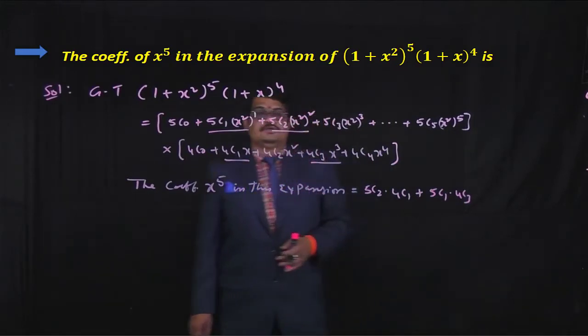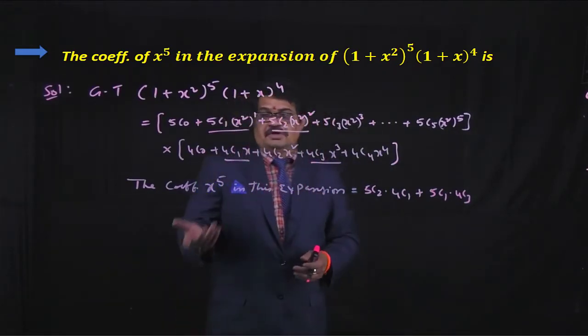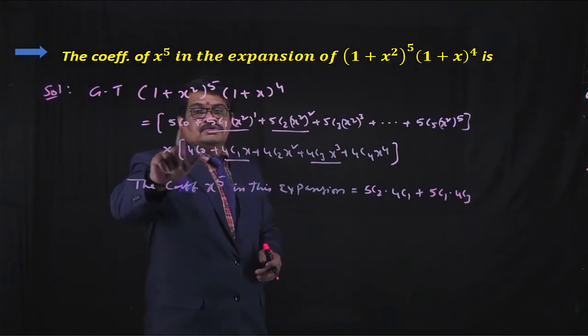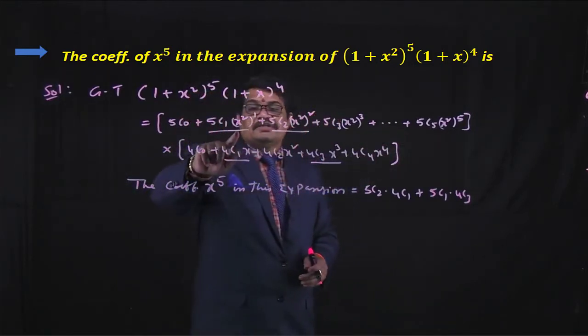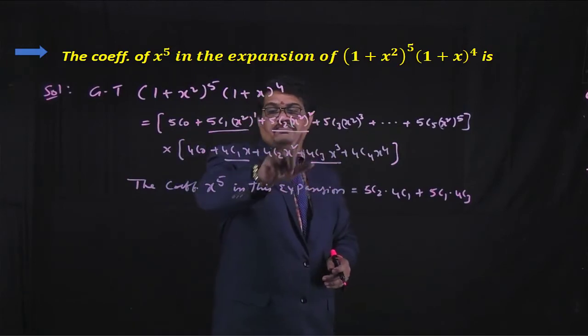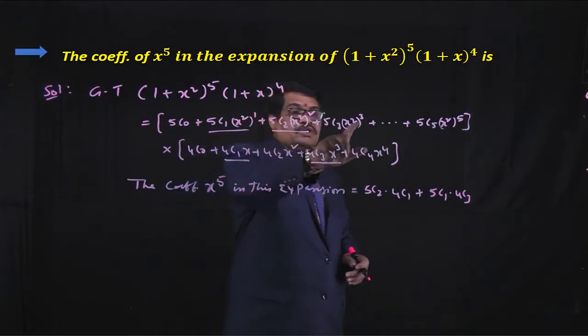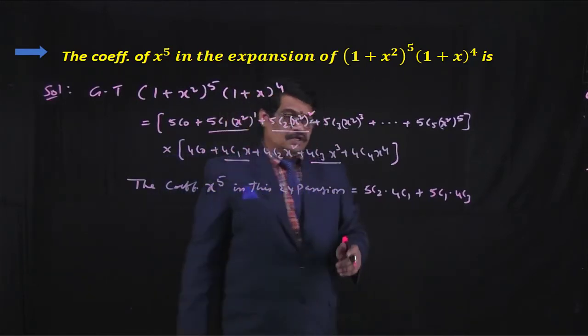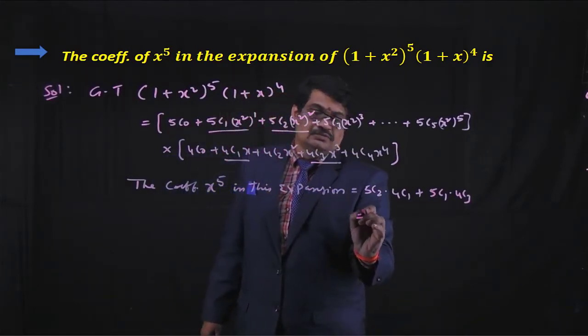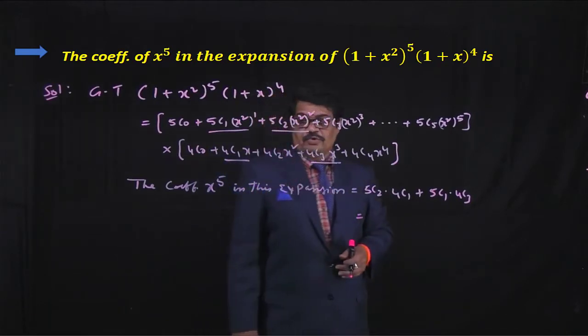Next, what is the remaining chance? There are no other terms. Here in 5c0, there is no x power 5. So x square, here x cube, x to the power of 4, here x, here x power 6 onwards. Okay, so these are the chances for the coefficient of x to the power of 5.